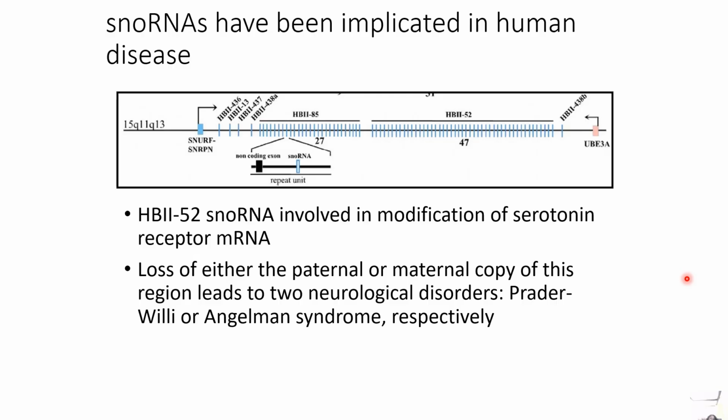They have been implicated in numerous diseases, like HBII-52, which is involved in modification of serotonin receptor RNA. Loss of either the paternal or the maternal copy of this region leads to two neurological disorders, Prader-Willi or Angelman syndrome respectively.